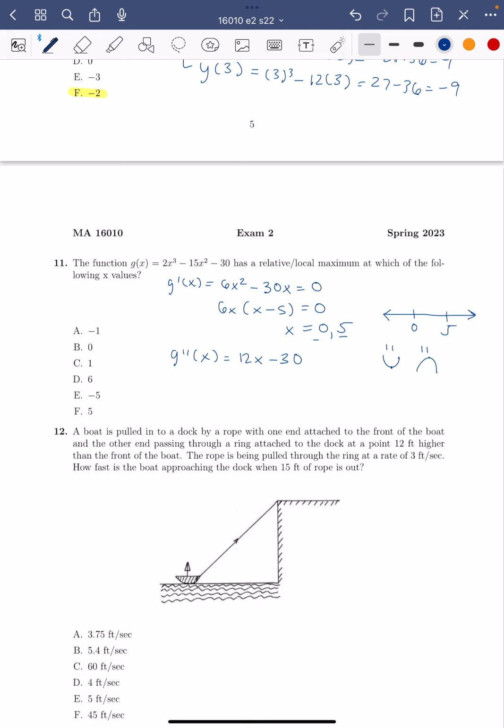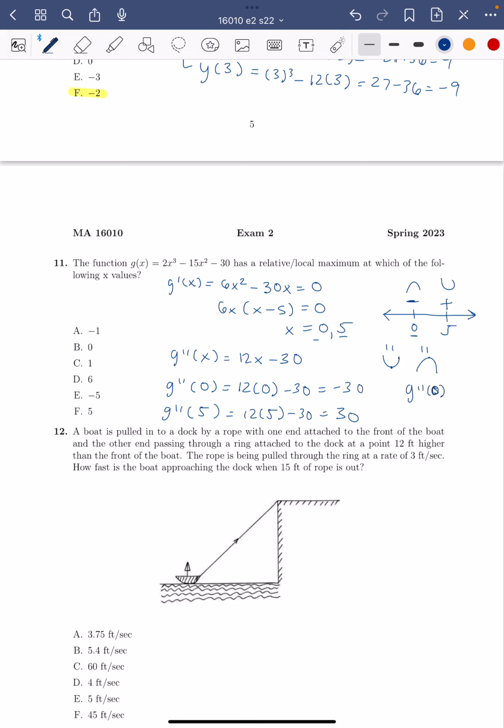So g double prime of 0 equals 12 times 0 minus 30, which equals -30. So this is negative, which means we are concave down. And we're going to go ahead and check the other one. G double prime of 5 equals 12 times 5 minus 30, which is positive 30. So we are concave up at 5. So we have a local maximum at 0 because our concavity, again, not F prime, G double prime of 0 is less than 0.